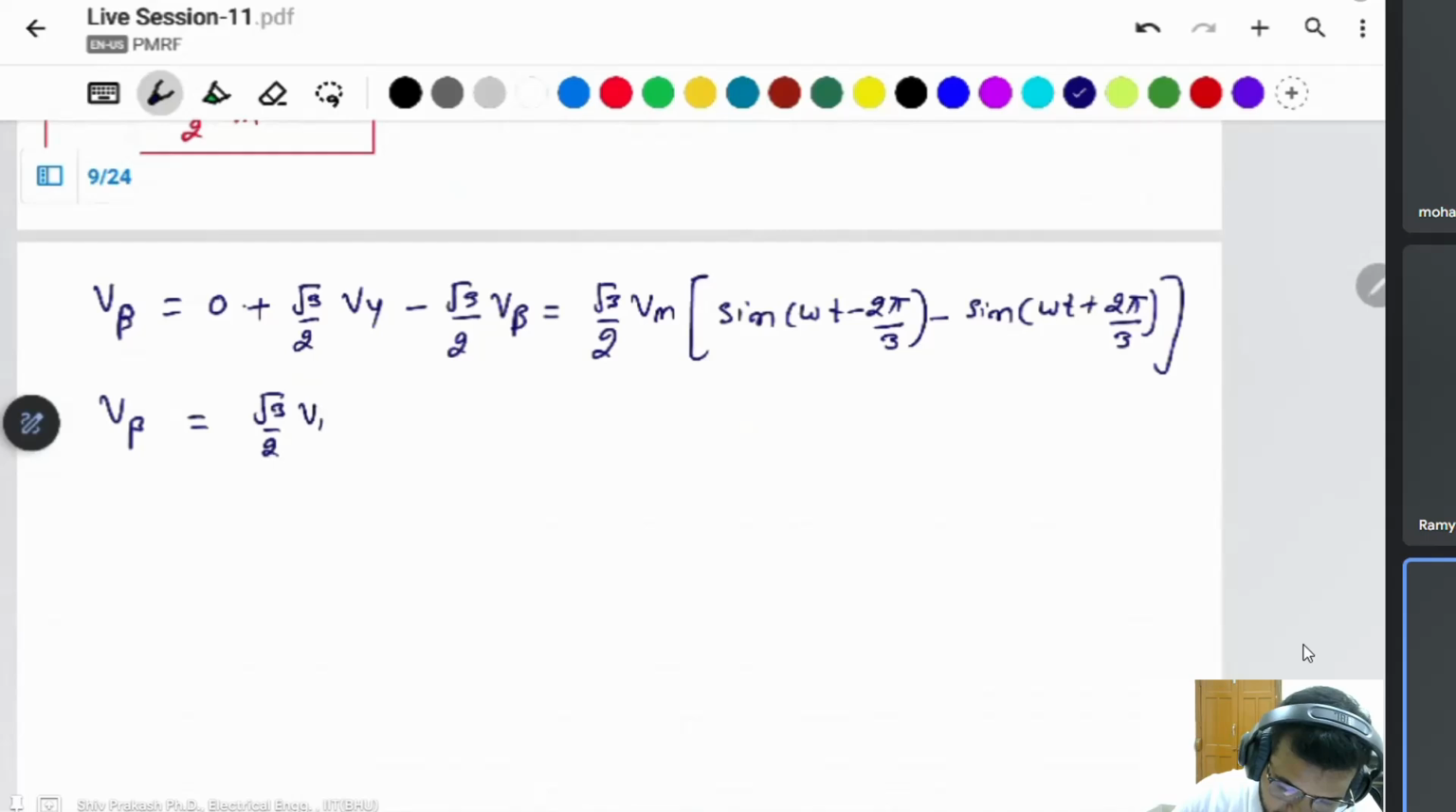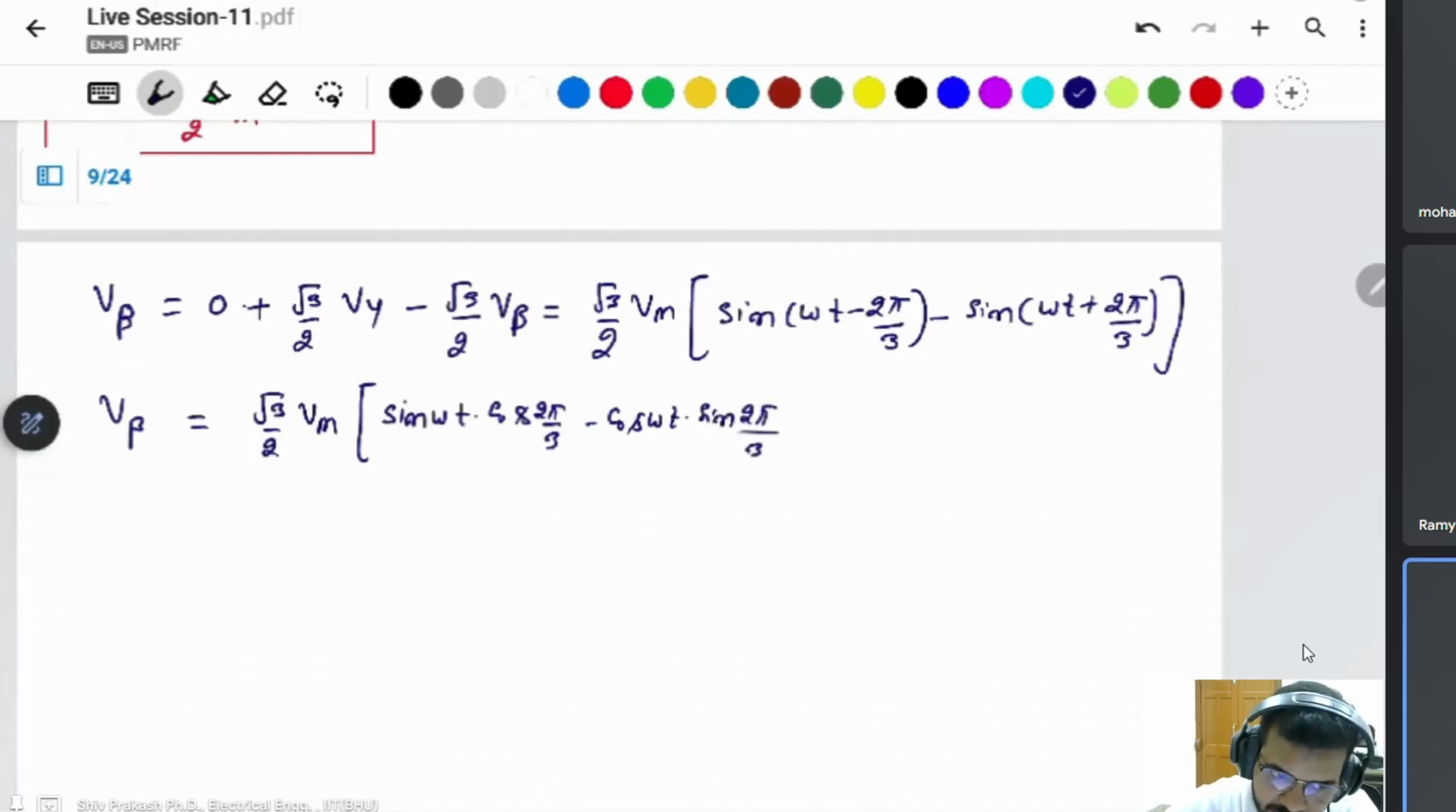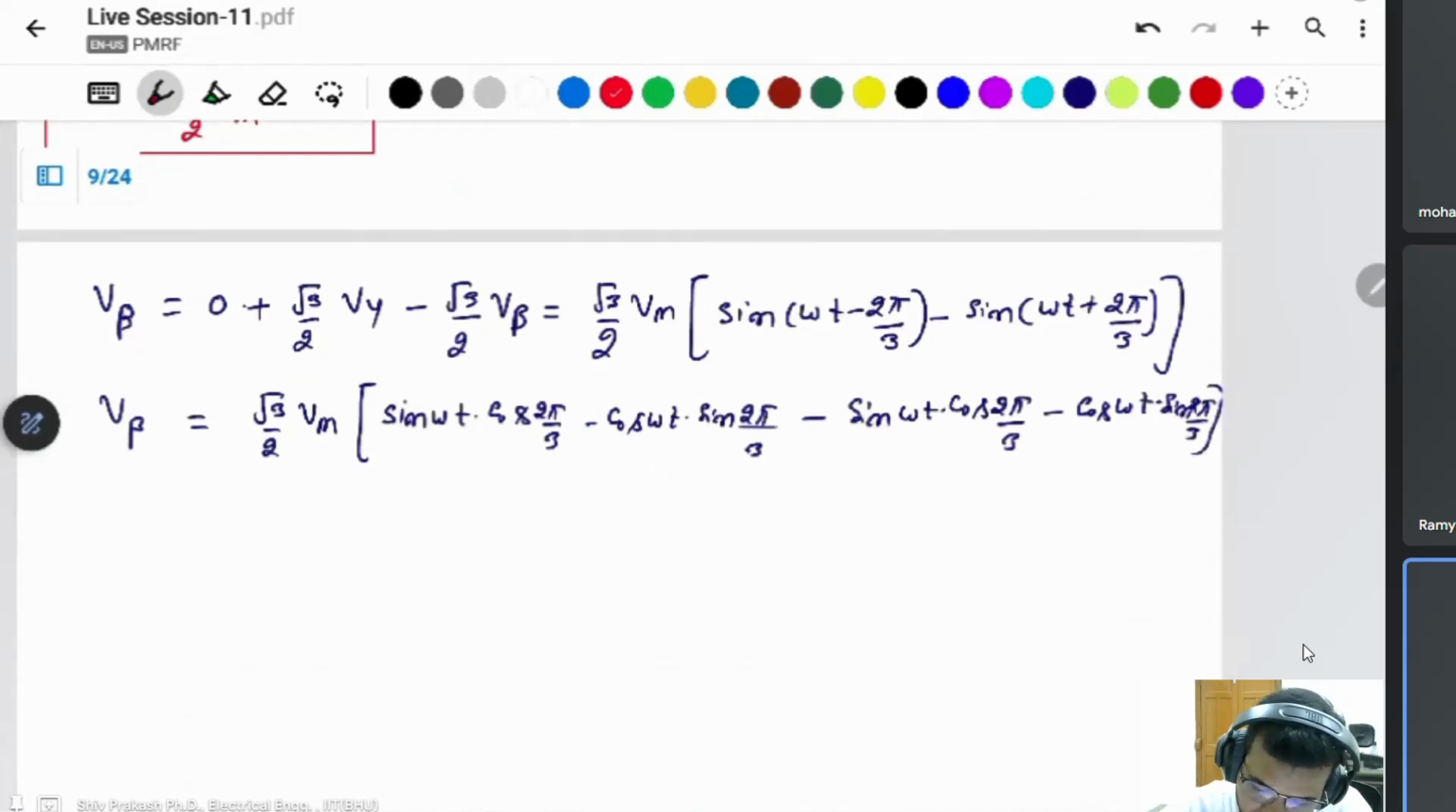You can expand this one also in terms of sin A cos B, cos A sin B. Same thing, you will get sin omega t into cos 2 pi by 3 minus cos omega t sin 2 pi by 3, then minus this one, sin omega t cos 2 pi by 3 minus cos omega t sin 2 pi by 3. Then this one will be cancelled out.